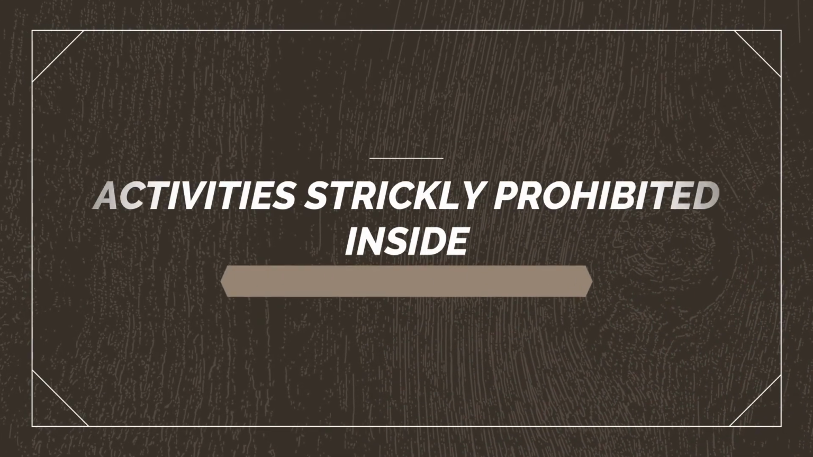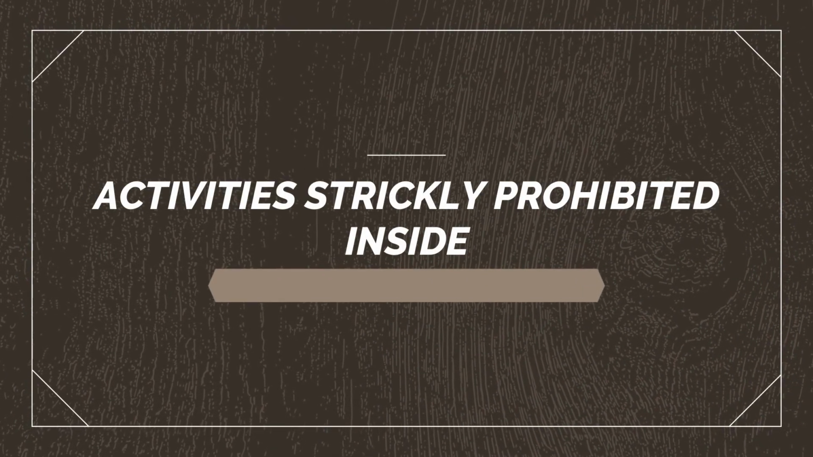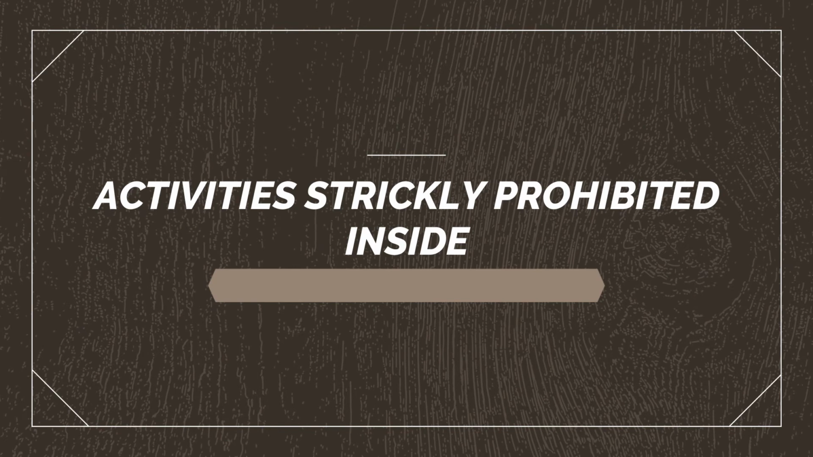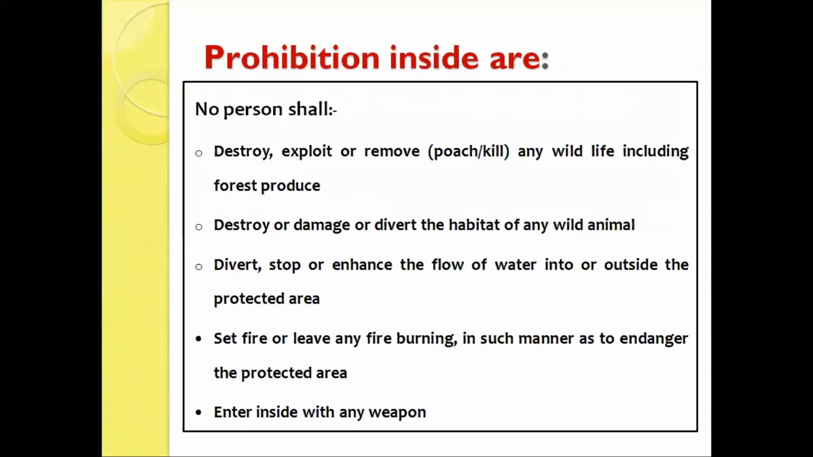Next, let's see what the different activities are that are prohibited inside the national park and the wildlife sanctuaries. Inside the national park and the wildlife sanctuaries, no person is allowed to destroy, remove, poach, or kill any wildlife, including the forest produce. No person is allowed to destroy, damage, or divert the habitat of any wild animals. No person is allowed to divert, stop, or even enhance the flow of water into or outside the protected area.